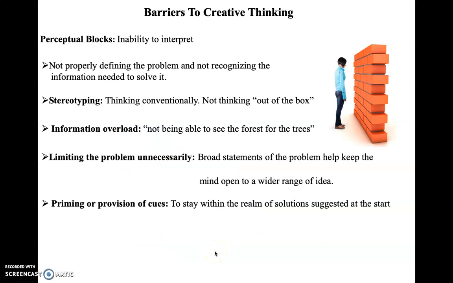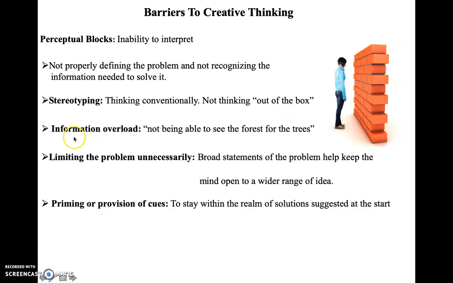Now there are some barriers to creative thinking, means what are the normal blocks. Which are the blocks? There are some perceptual blocks, which are called inability to interpret. Inability to interpret means you are not able to interpret the problem, not properly defining the problem or not recognizing the information needed to solve it. Next is stereotyping. You think conventionally, not thinking out of the box. This is the major problem in the minds of all our students, that we are not thinking out of the box, and you should think out of the box to get the solution to your problem.